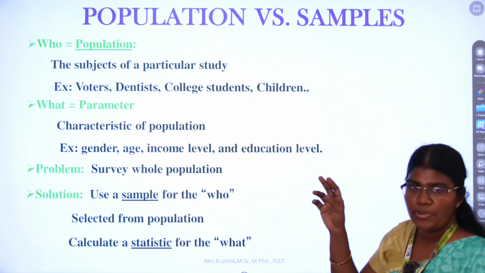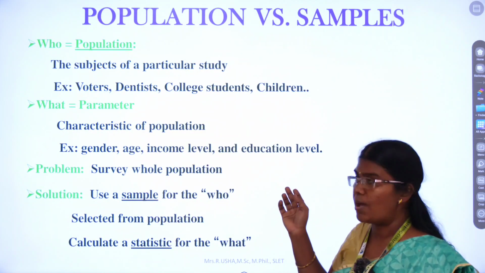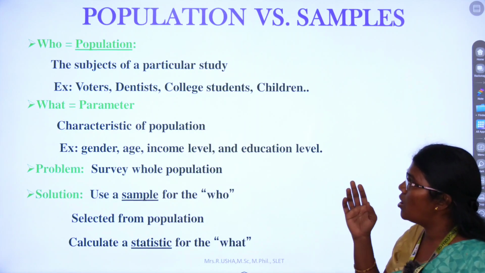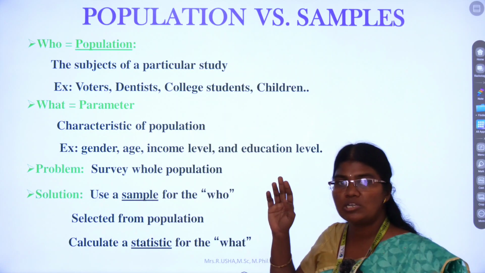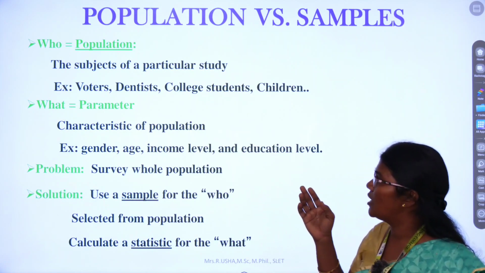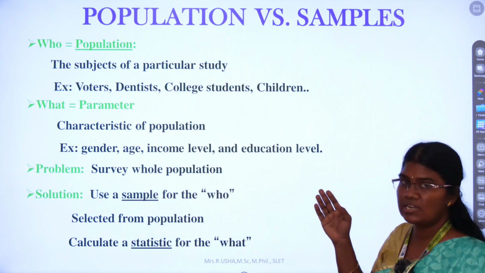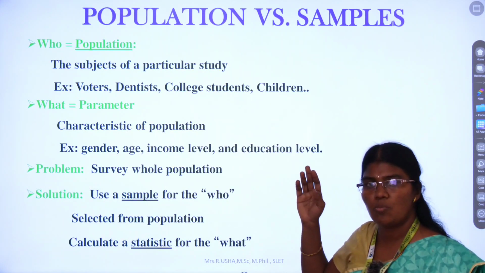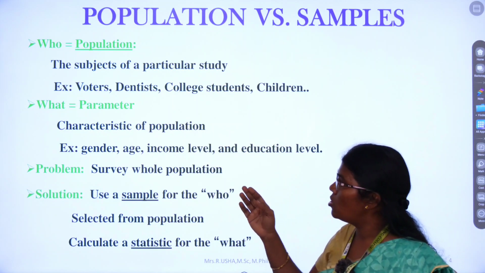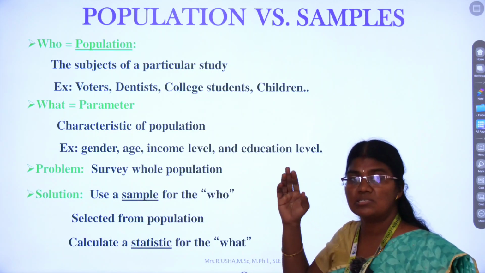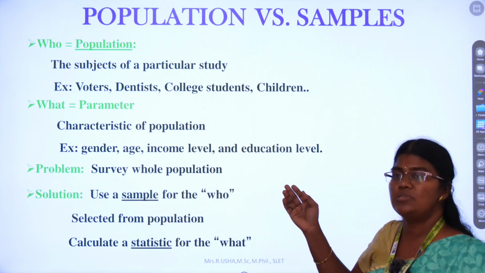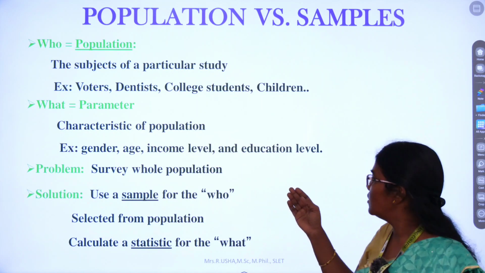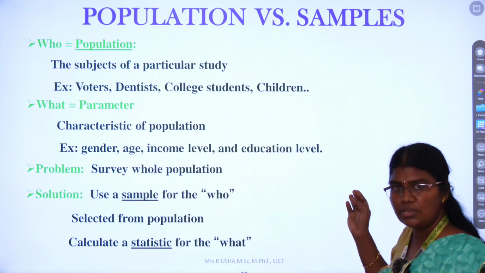Next, comparison of population and sample. So who represents the population? That is, we are dealing with the subjects of a particular study. Example, we collect samples of voters, dentists, college students and children, etc. These all come under population. Next, the parameter, that is the characteristics of the population. Example, the characteristics of the population are gender, age, income level and education level, etc.